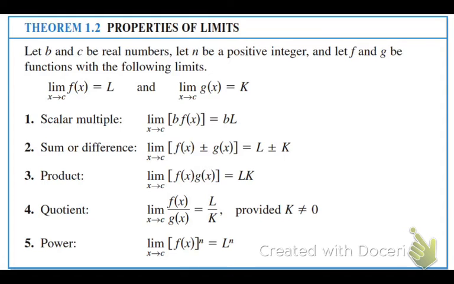Okay, the next one is the sum and difference. Well, if I have the limit of f of x plus or minus g of x, I find the limit of f, find the limit of g, and then add or subtract it. This is just pieces. Does that make sense what I'm saying?